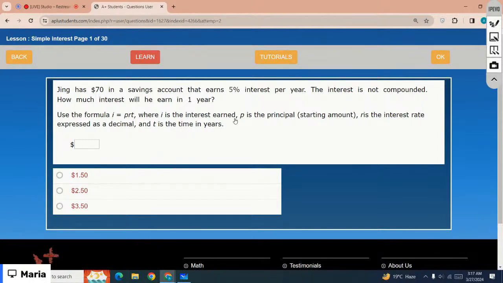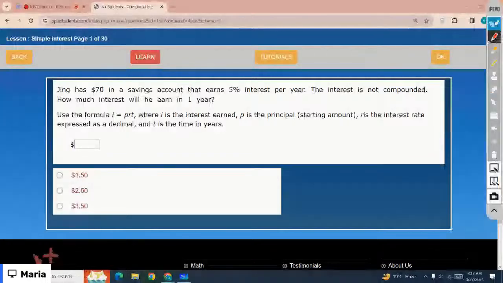So the time period is 1 year. You're going to calculate the value after 1 year, right? You just have to calculate the interest. You don't have to see how much total amount he has. You simply have to calculate the interest amount, right? So you need to use the same formula, I equals PRT. P is the principal amount, that is $70. 5% is the interest rate. 5 over 100 is 0.05. You have to divide by 100, right?